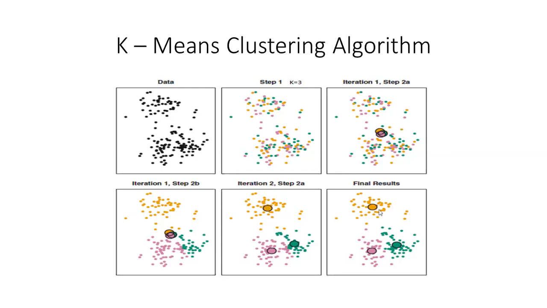At the end of all of the iterations, you can see that in the final result, the clusters are grouped into similar observations. This one is yellow, this one is purple, and this one is green. So that was the basic fundamental of the algorithm. Now we will discuss the mathematics behind it.